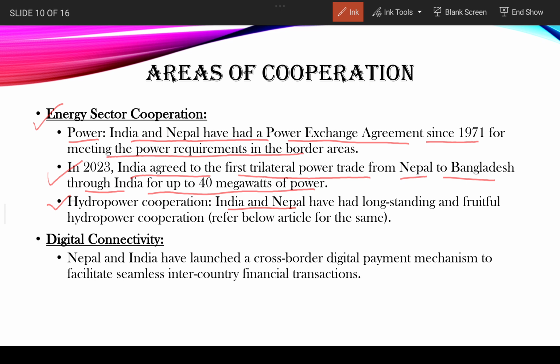There is hydropower cooperation between India and Nepal as well. I will be talking about hydropower cooperation in greater detail next time. There is some issue in this context, so I'll be talking about it in the bilateral issues topic. So this is about hydropower cooperation.